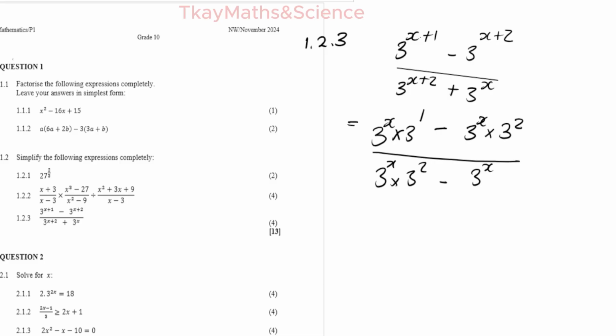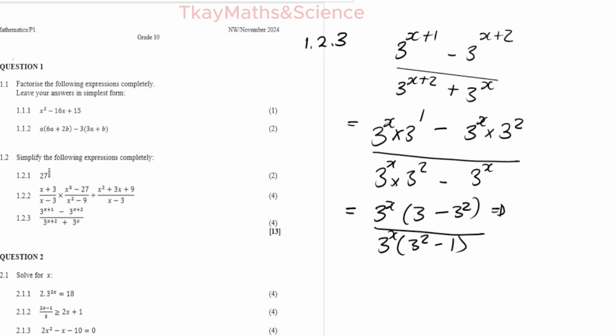So what you can see here from the top and the bottom, the common factor is 3 to the x. So what can we do about it? We can factor it out. Let's factor it out on top. It's going to be 3 to the x times 3 minus 3 squared, all over 3 to the x times 3 squared minus 1. So this will give us what? The 3 to the x cancels out.